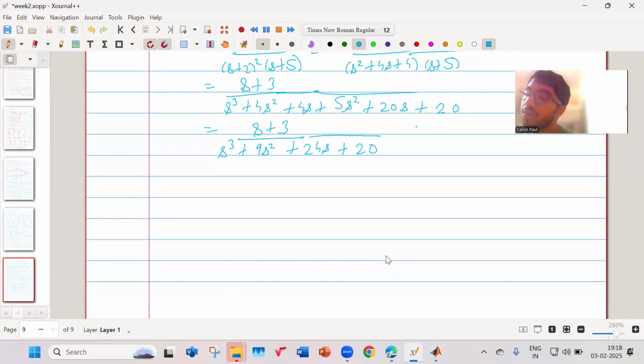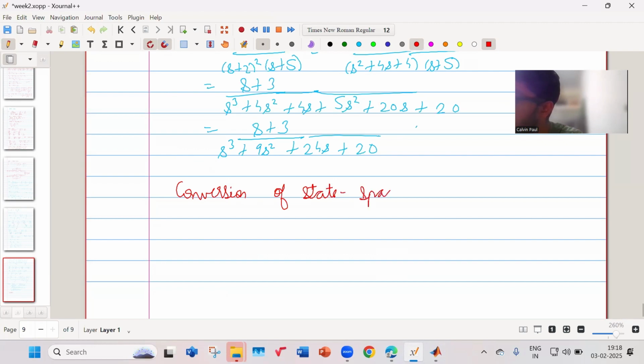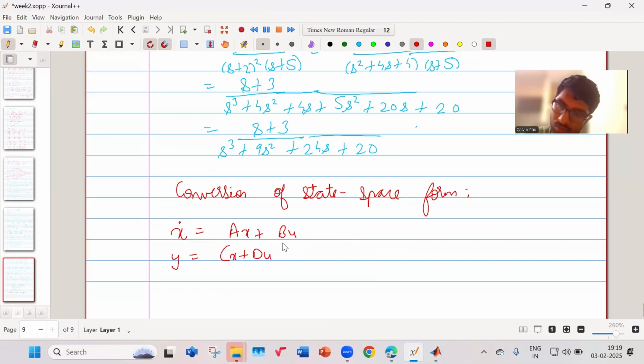Okay. So now we'll see about the conversion of state space forms. As I said, x dot is equal to Ax plus Bu and y is equal to Cx plus Du. This is given to us. But what if we represent it in terms of state z?